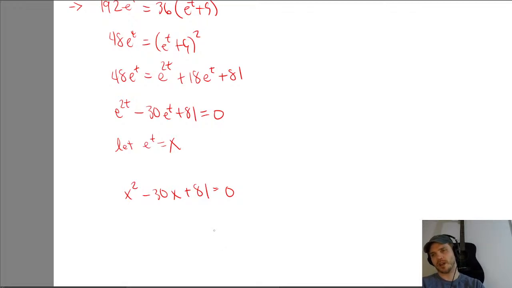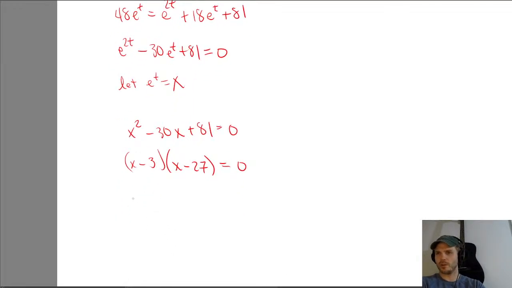Can we factor this? 27 and 3 would do it. So let's do x minus 3 and x minus 27 equals 0. So that's x squared minus 27 minus 3, good, plus 81. Poof. All right, that's awesome. Doesn't usually happen that easy, so that means x minus 3 equals 0, or x minus 27 equals 0, so x equals 3 or x equals 27.